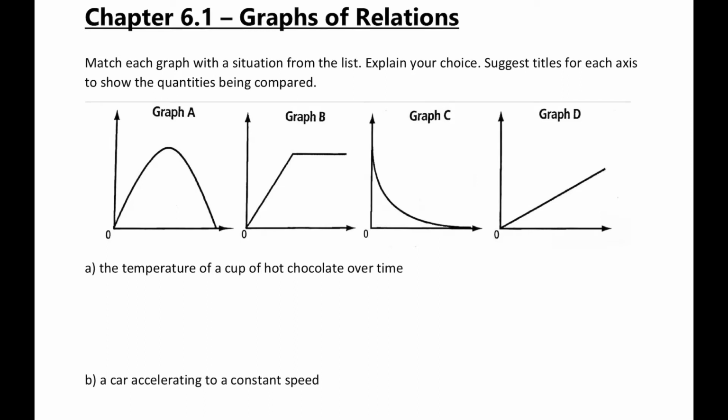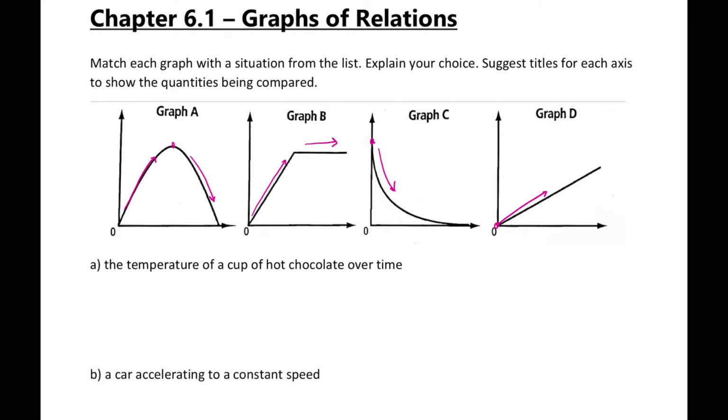We were given graph A through D, and let's quickly take a look at what is going on. For graph A, the value is increasing, and then after a certain point, it decreases. For graph B, the value increases at a constant rate, and then it's not changing. Graph C, the value starts up here, and then it decreases quite steeply. Lastly, for graph D, we start at 0, and it's increasing at a constant rate.